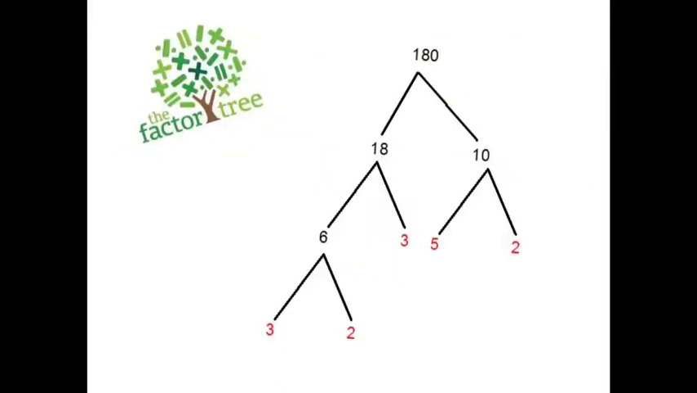What we're going to do is use a familiar tool, the factor tree, to simplify square roots. So let's just recap. A factor tree is when you take a bigger number like 180 and break it into its prime factors like 3, 2, 3, 5, and 2. If you multiplied those all together, you'd get 180. How you break it up is up to you.